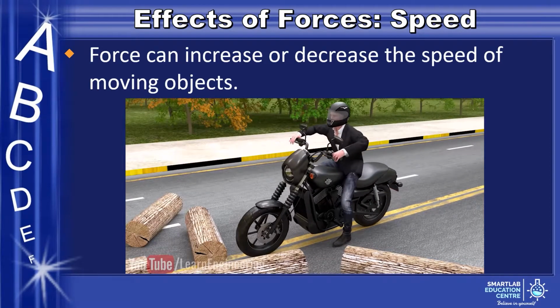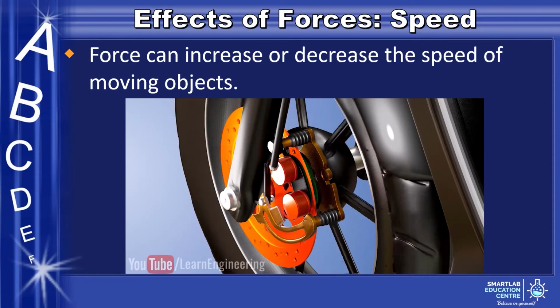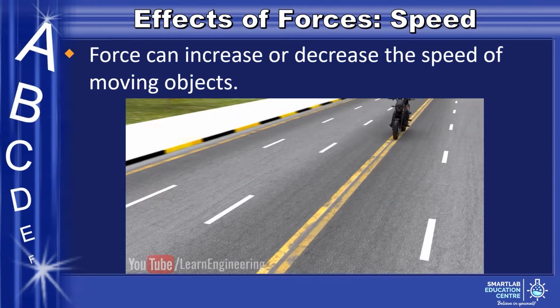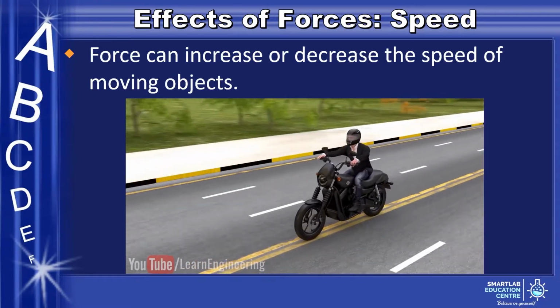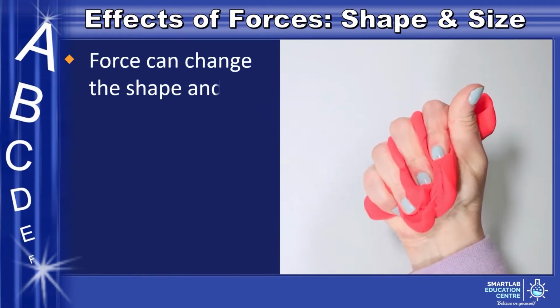In this example, the motorcyclist is initially traveling on the road at high speed. When he pressed the brake handle, the wheel slows down, and finally his motorcycle stops. Force can change the shape and size of objects.